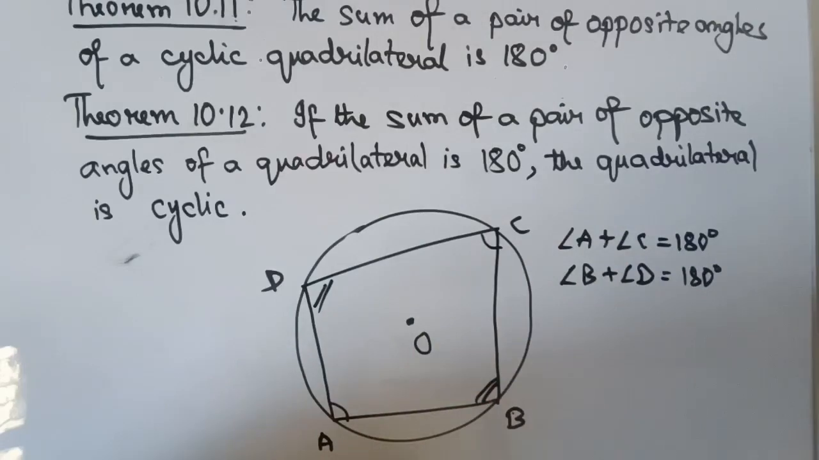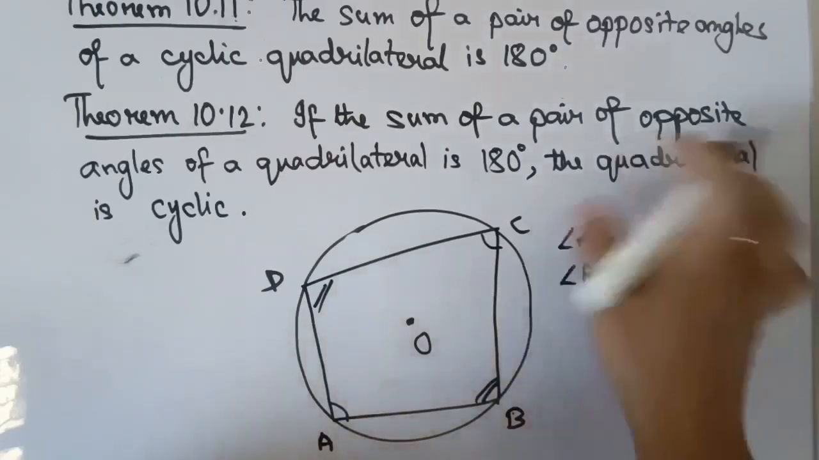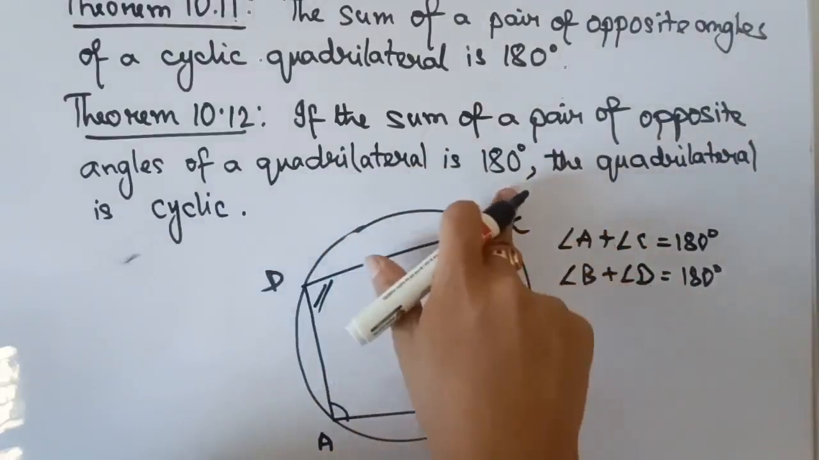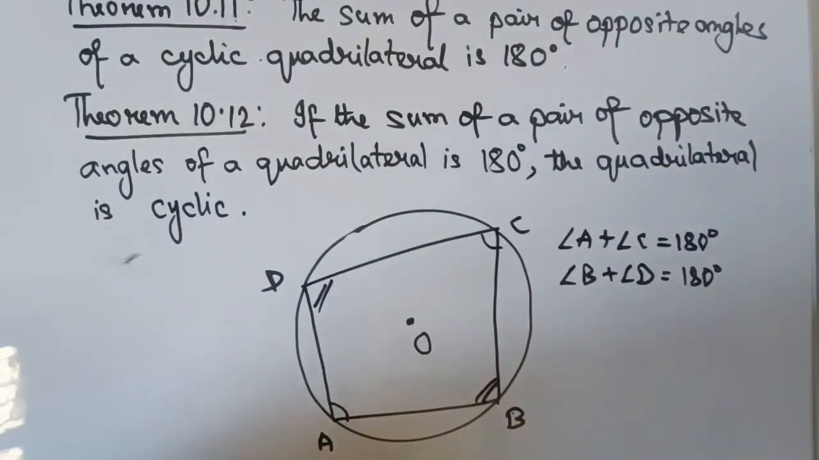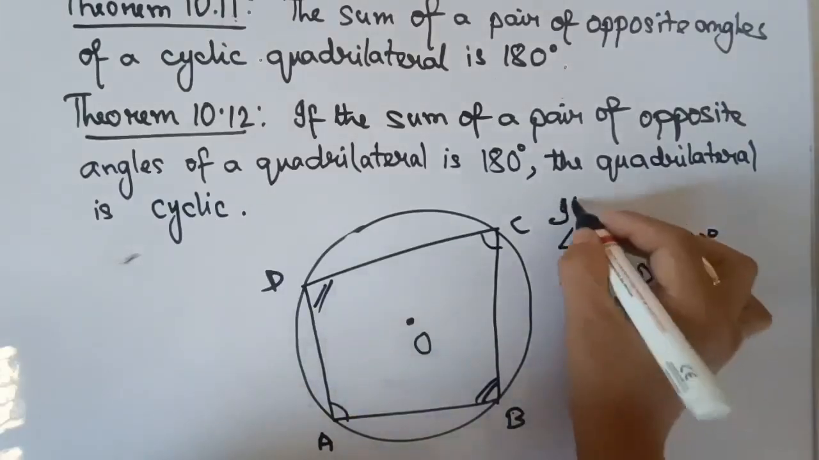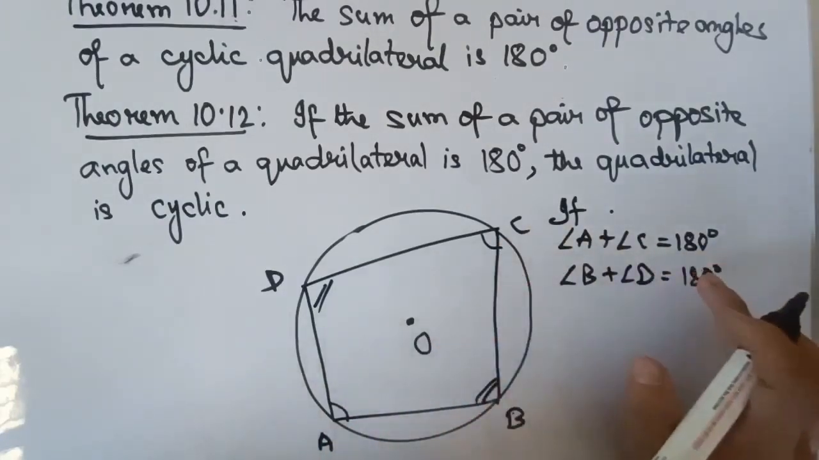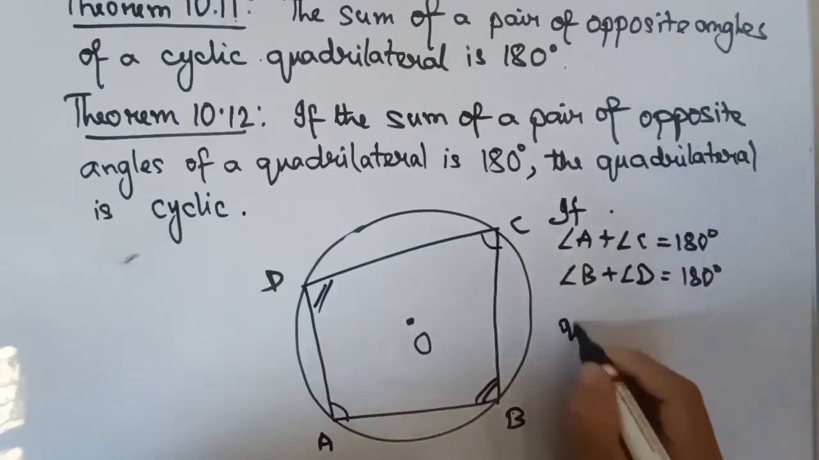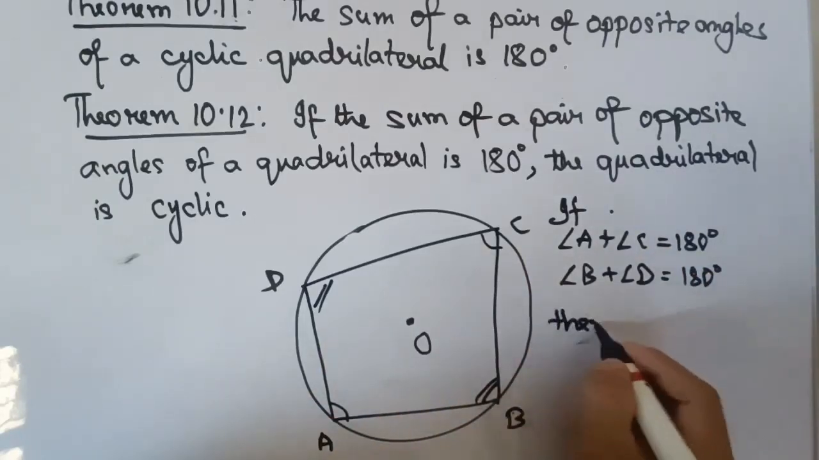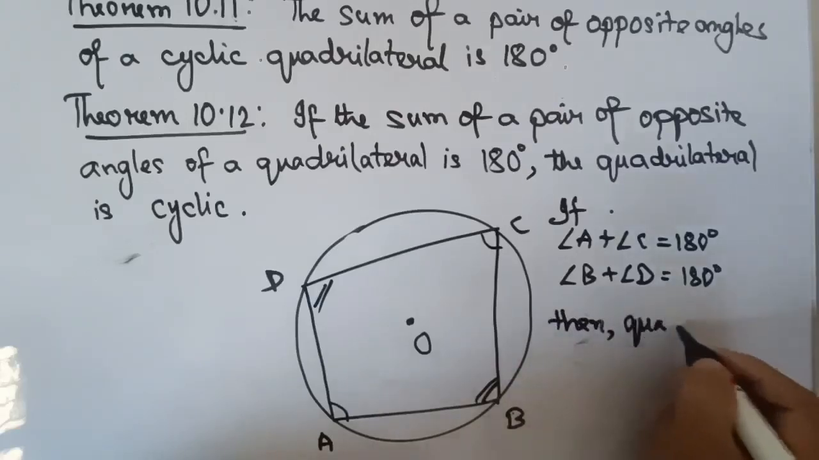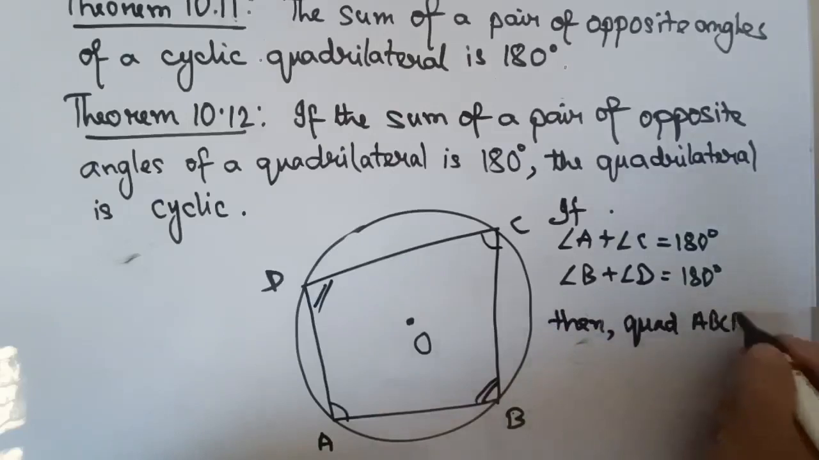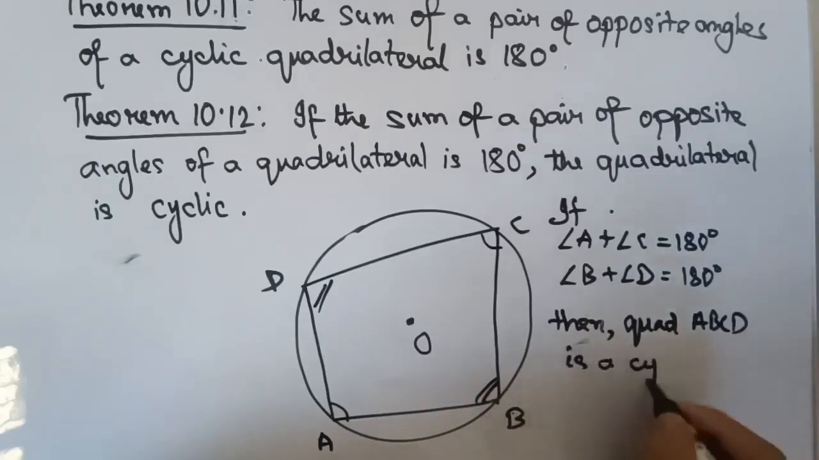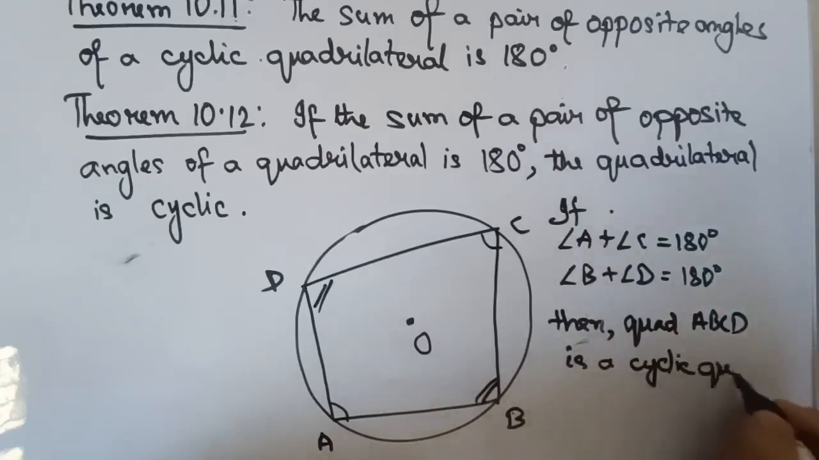In theorem 10.12 it says if the sum of a pair of opposite angles of a quadrilateral is 180 degrees, then the quadrilateral is a cyclic quadrilateral. This is the converse of theorem 10.11. So if angle A plus angle C equals 180 degrees, or angle B plus angle D equals 180 degrees, then the quadrilateral ABCD is a cyclic quadrilateral.